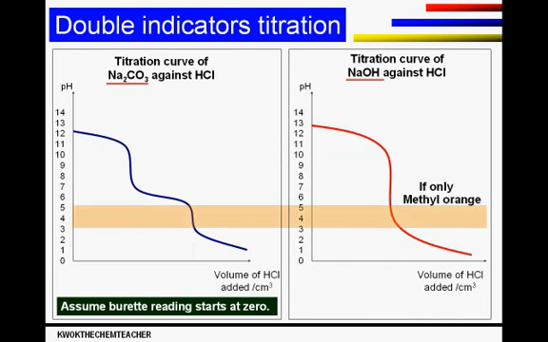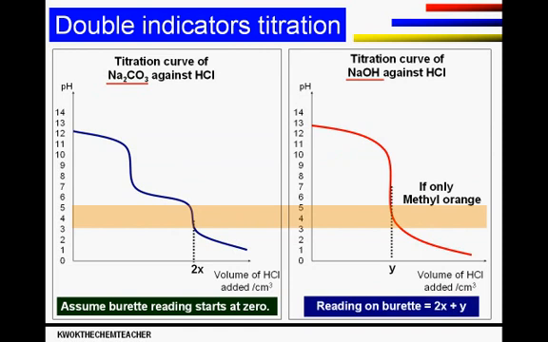The working pH of methyl orange is between 3 and 5. If only methyl orange is used, 2X mol of hydrochloric acid is needed to react with sodium carbonate, and Y mol of hydrochloric acid is needed to react with sodium hydroxide. Hence, the reading on the burette will be 2X plus Y.